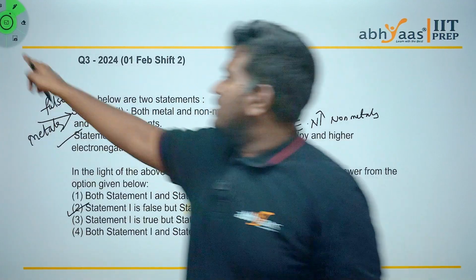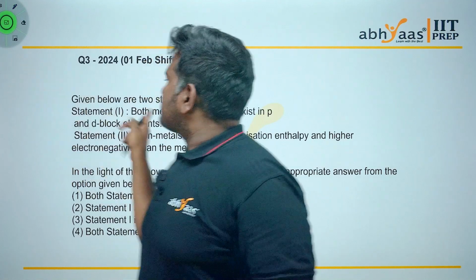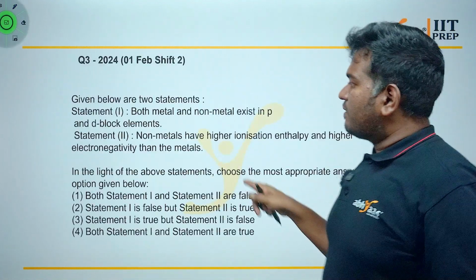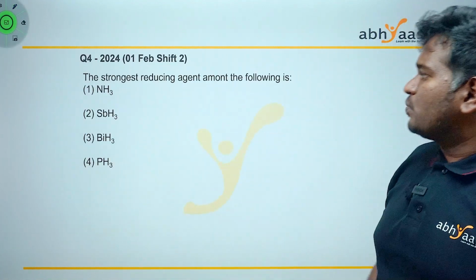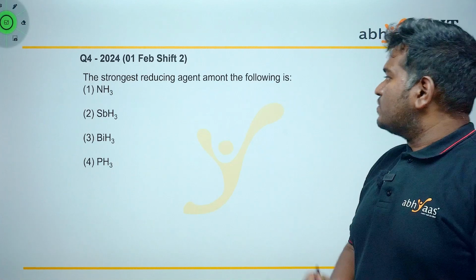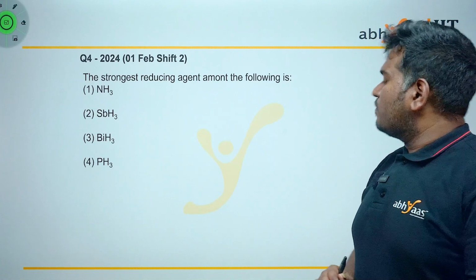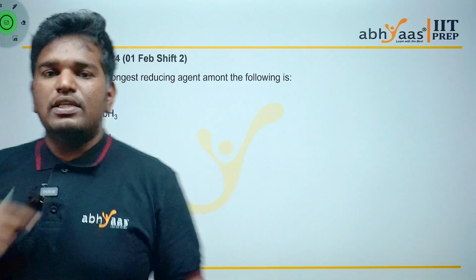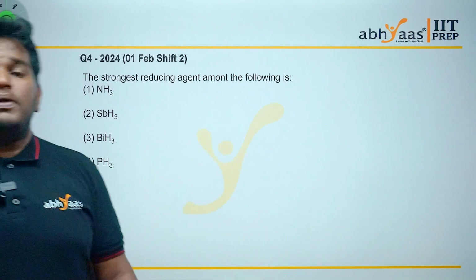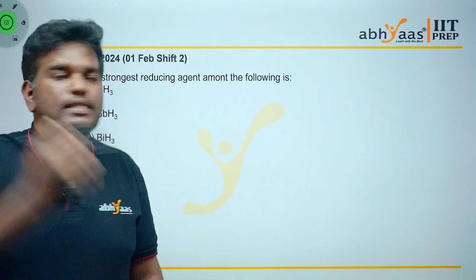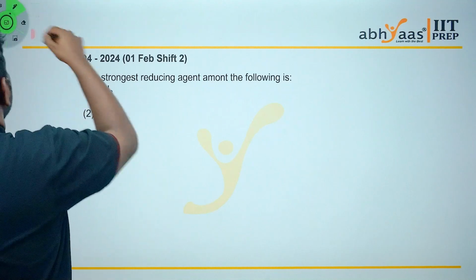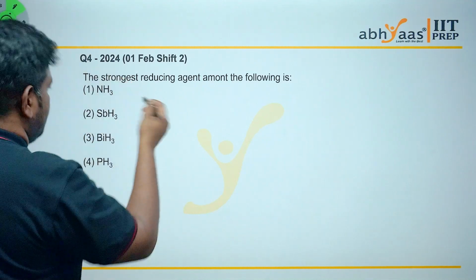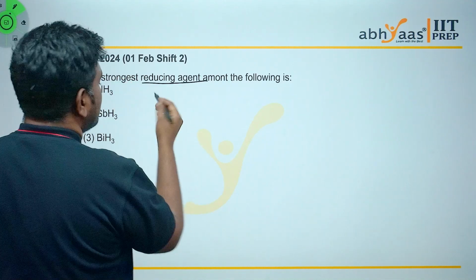Now we will be seeing the next question. We have completed the third. Now we are going to the fourth one. The strongest reducing agent among the following is. So you think about the reducing agent. What will a reducing agent be doing? It will be donating electrons. So that is a thought you have to have in your mind when you are thinking about a reducing agent.